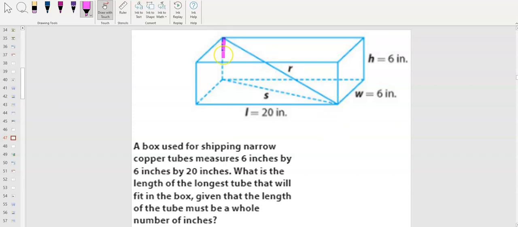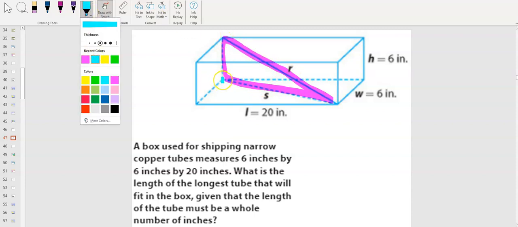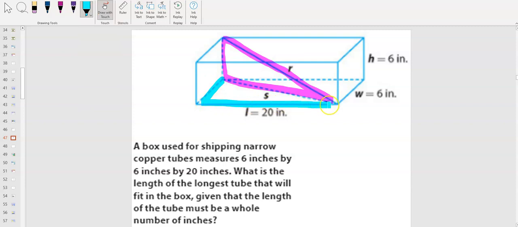Now also, if you notice, we started to make some right triangles inside of this shape. So I'm just going to outline them a little bit. So you can see here we have this triangle on the bottom, and I know that it's a right triangle because all the corners of a box are right.